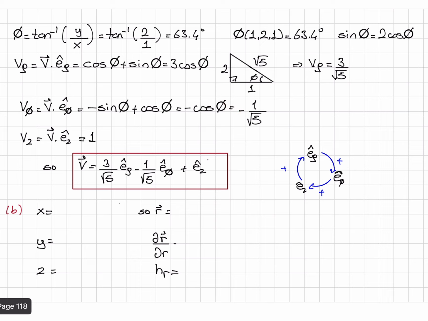I take the dot product of the vector v with e rho hat, gives me cosine phi plus sine phi. The dot product with e phi hat, minus sine phi plus cosine phi. The dot product with ez hat is 1. So I can read what cosine phi is here. It's 1 over square root 5. So 3 over square root 5 and minus 1 over square root 5 for v rho and v phi. And finally, I have the vector v written in the cylindrical coordinate system at the point 1, 2, 1.